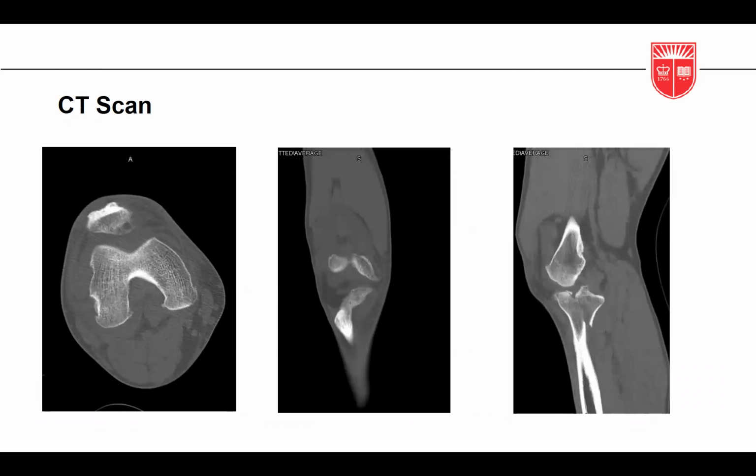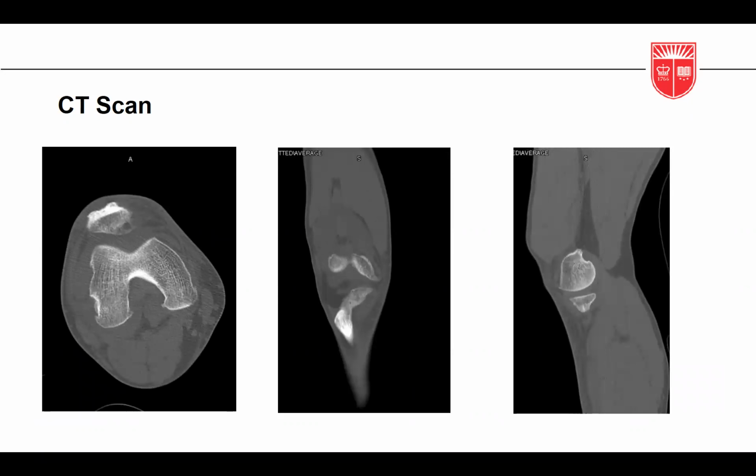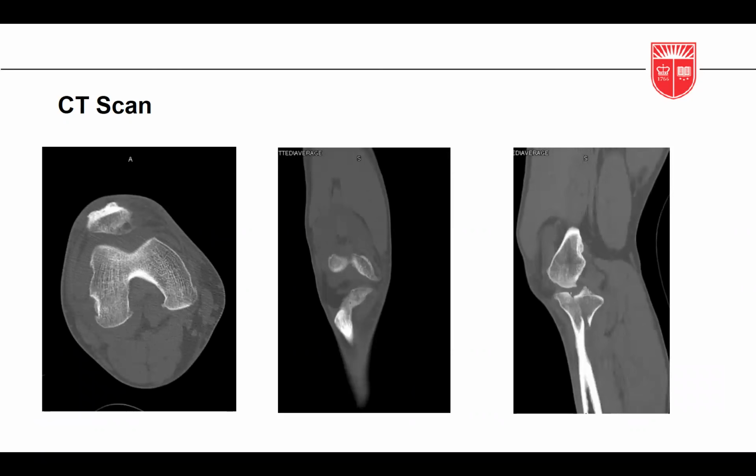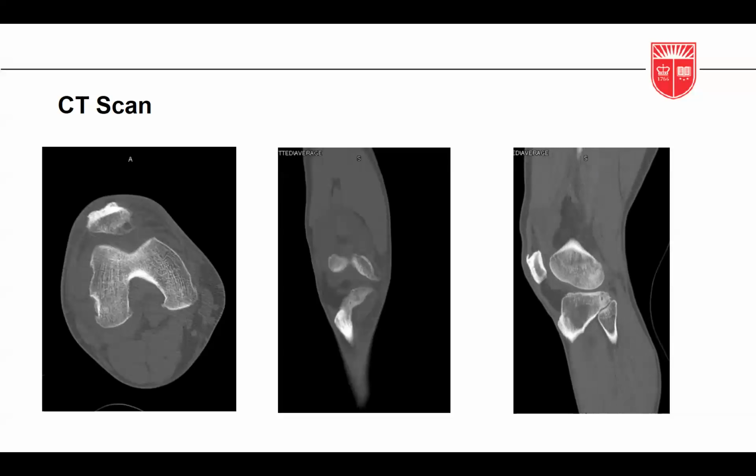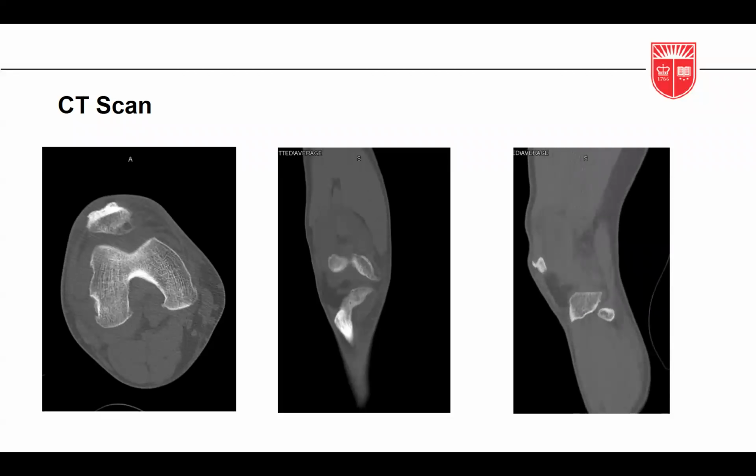Right. As for the three-column concept, there's pathology in the lateral, medial, and posterior columns. So I believe when we went in for surgery, we did have a lateral incision and a medial incision to treat both sides.